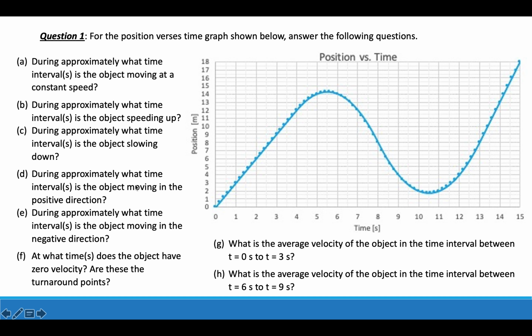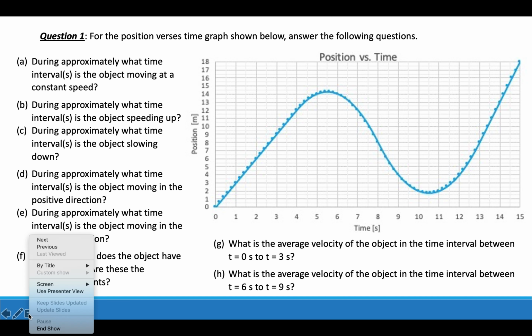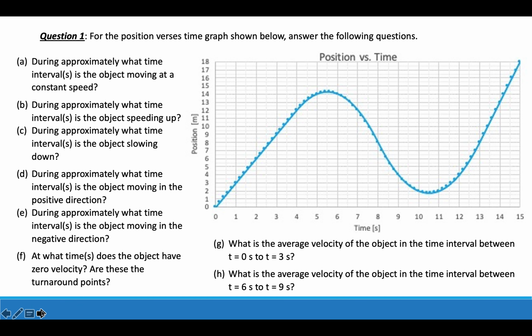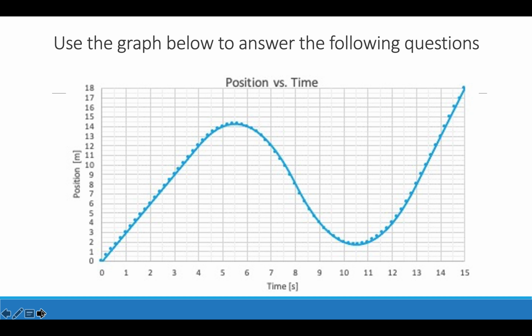During approximately what time interval is it moving in the positive direction? When is it moving in the negative direction? At what times does the object have zero velocity? Are there turnaround points? Because when there's a turnaround point, that also represents a position where the velocity is instantaneously zero. And then we also want to know what is the average velocity during certain time intervals. So we're going to look at this in steps, and let's go ahead to the next slide.